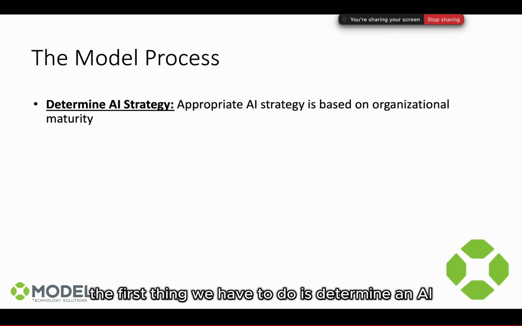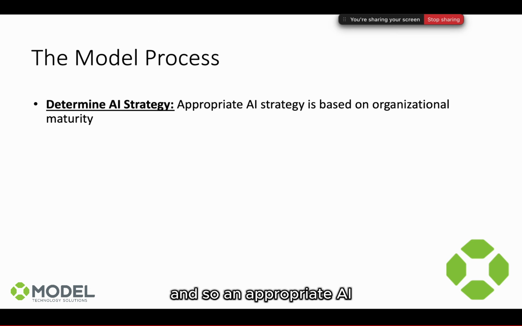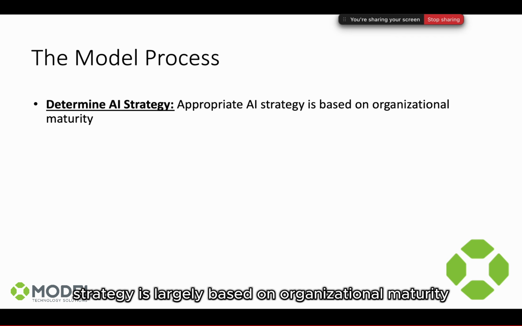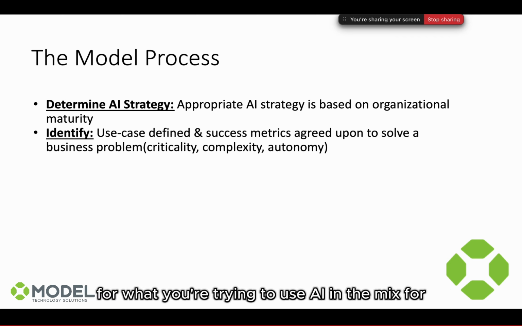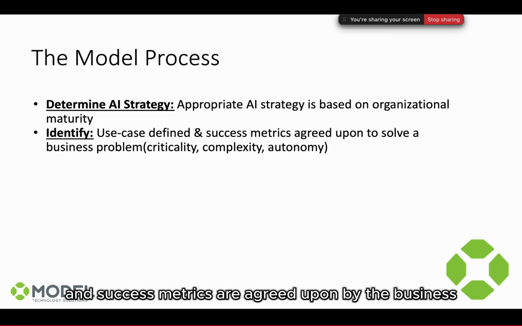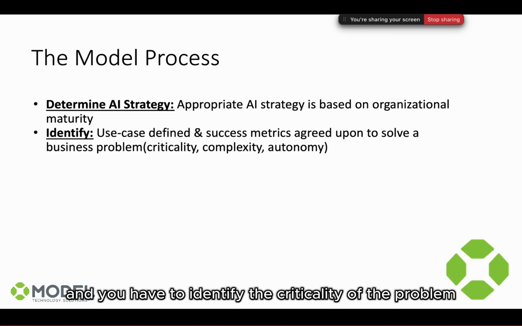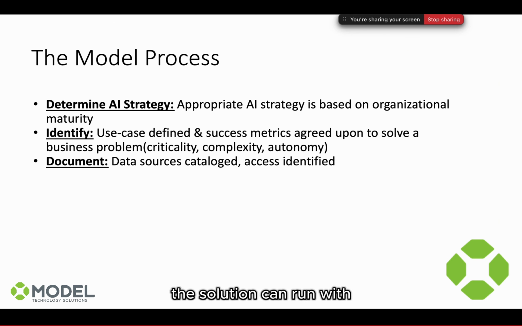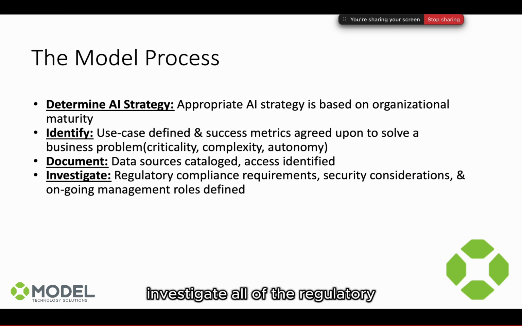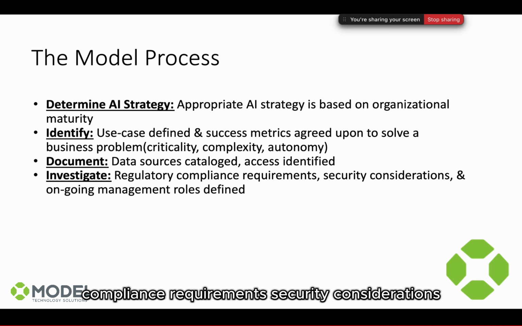The first thing we have to do is determine an AI strategy. An appropriate AI strategy is largely based on organizational maturity for what you're trying to use AI in the mix for. You must identify use cases, and success metrics must be agreed upon by the business stakeholders to solve a business problem, and you have to identify the criticality of the problem, the complexity, and the autonomy that the solution can run with. Document things like the data sources, like what APIs is the data coming from? Do we have access to these APIs? What's the security around that? Investigate all of the regulatory compliance requirements and security considerations, and then the ongoing management roles are defined.